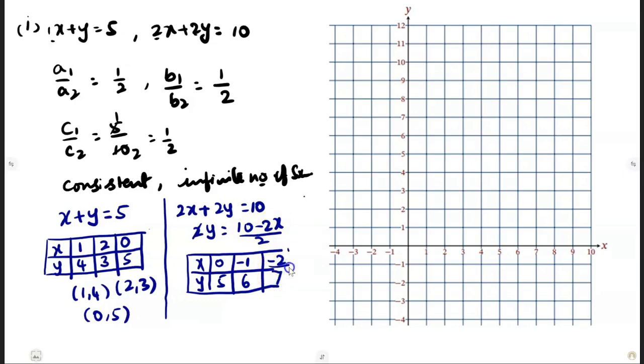So now the points on the second equation are 0 comma 5, minus 1 comma 6, and minus 2 comma 7. Okay, so now let us plot these points on the graph. First equation 1, 4, so 1 is here, 4 is here, mark a point. Next 2, 3, 2 is here, 3 is here, mark a point. Next 0, 5, here this is 0, 0 5, this is one more point. So let us draw a graph, draw a straight line connecting these points.